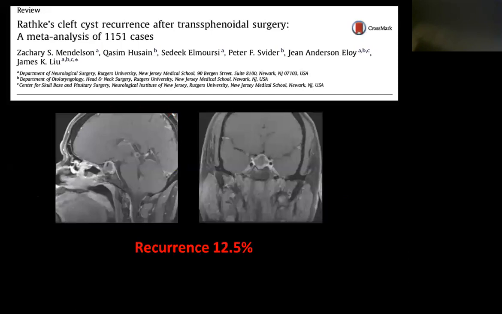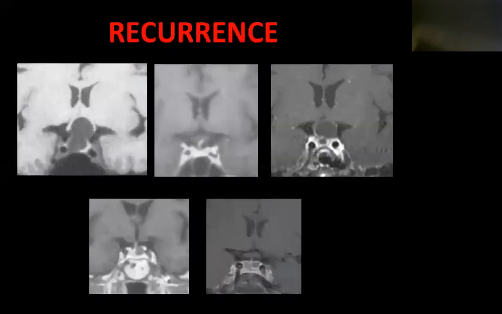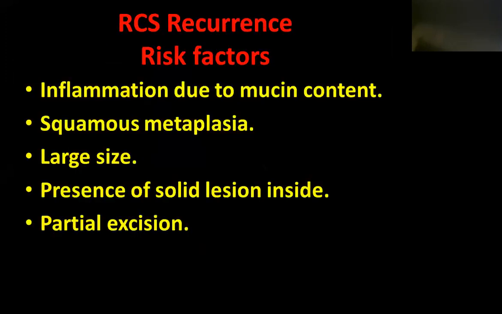Let's see, recurrence. In this paper, 12.5%. This is the first time after surgery, it's recurred again. Another case, surgery, it's recurred again, and recurred 3 times. And why do they have recurrence? Because there are risk factors. Maybe the inflammation that the mucin would cause. Maybe it is the squamous metaplasia that they may go through. And usually you see the recurrence in large sizes of cysts, in the presence of a solid lesion inside the cyst, and if you do partial excision. So you have to go for complete excision as much as you can.